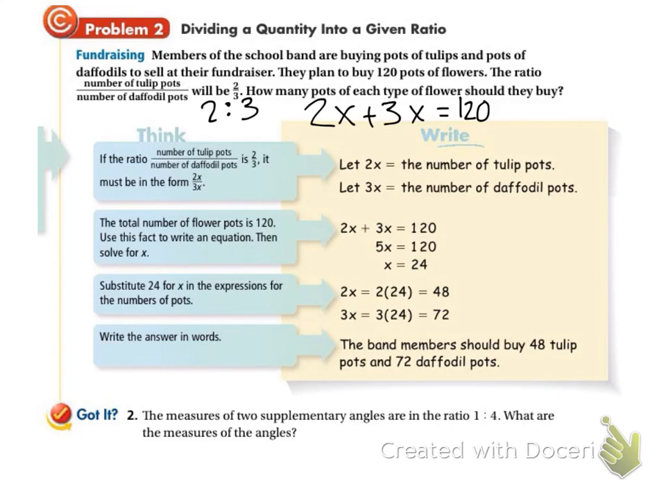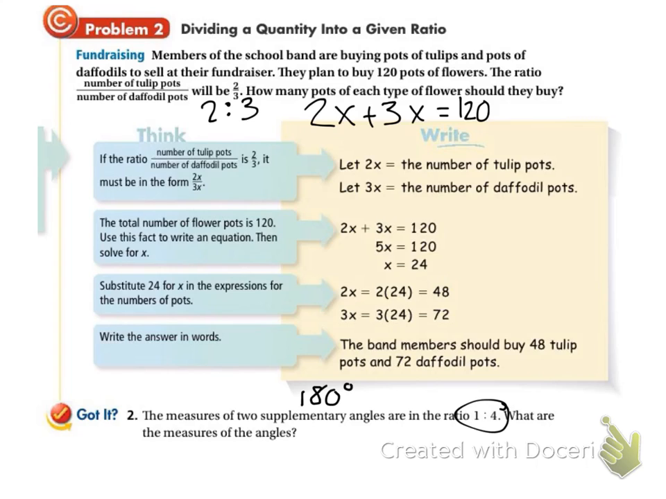So let's try our own problem. It says the measures of 2 supplementary angles. Think back, what does supplementary angles mean? That means that they add to 180 degrees. So the measure of 2 supplementary angles are in the ratio 1 to 4. What are the measures of the angles?